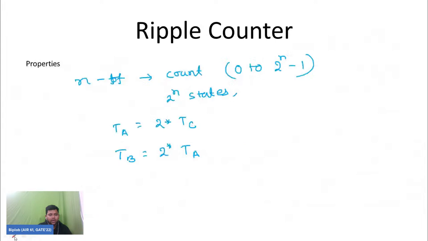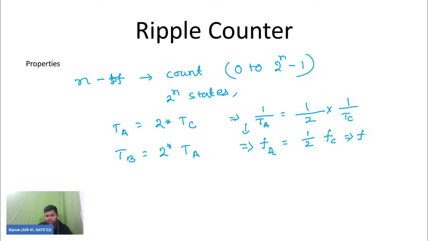If we convert it into a frequency, so 1 by TA, let me just do 1 by 2 into 1 by TC. From this equation I am writing FA, that is frequency of A, is equal to half of frequency of C. That means frequency of C is equal to 2 into frequency of A. So we can conclude that the frequency of A, that means the frequency after the first flip-flop, gets halved compared to the actual clock.